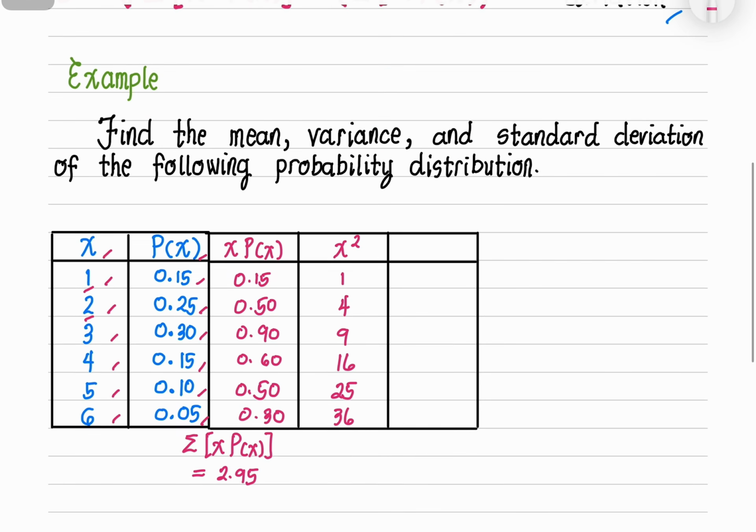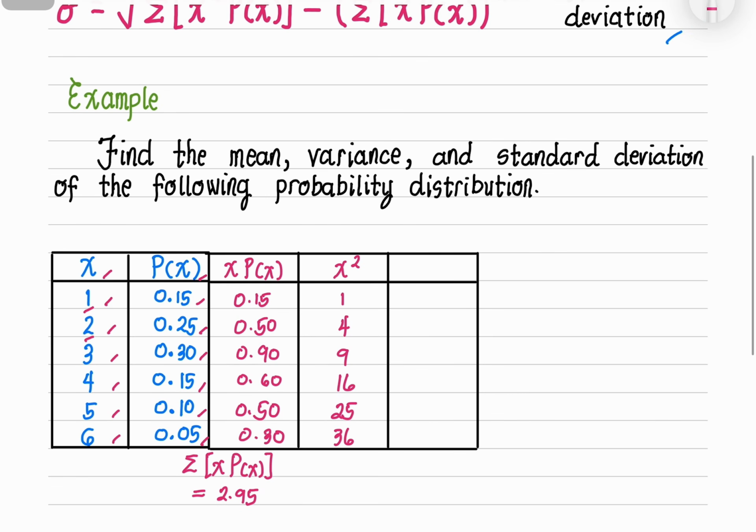Okay. And then, for the last column, from the formula, we have x squared times p of x, right? Okay. So, we have x squared times the probability of x. So, ibig sabihin, guys, ipagmumultiply natin dito kay p of x. Okay? So, we have 1 times 0.15, that is equal to 0.15. Okay. And then 4 times 0.25, that is equal to 1. So, 9 times 0.30, that is 2.7.